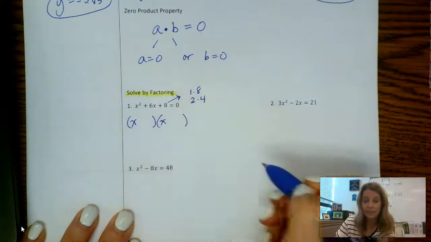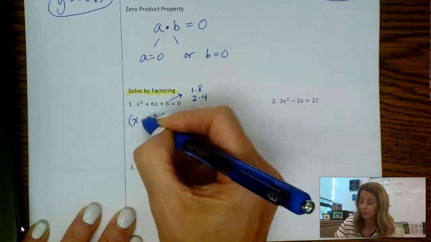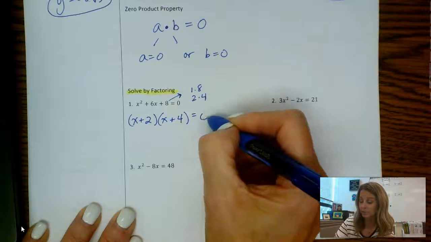I have x and x. One set has a 2, the other has a 4. They both can stay positive, and don't forget equals 0.